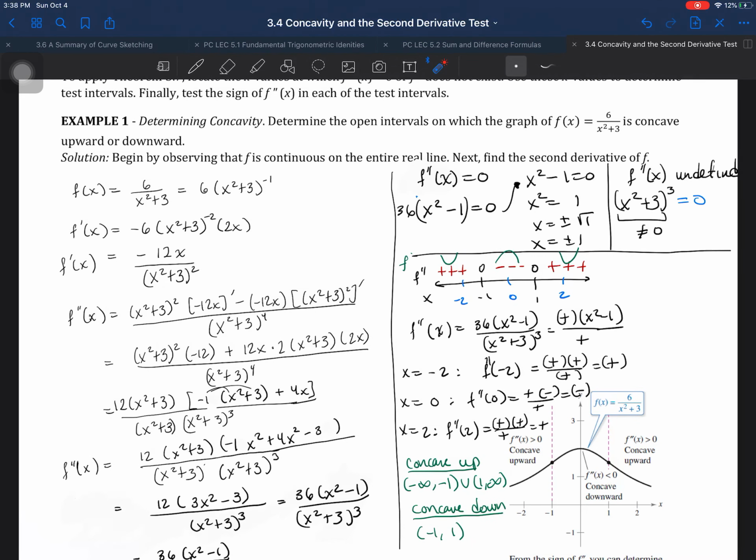And so here we go. Yes, we have to go all the way to the second derivative. So we have 6 over x squared plus 3.